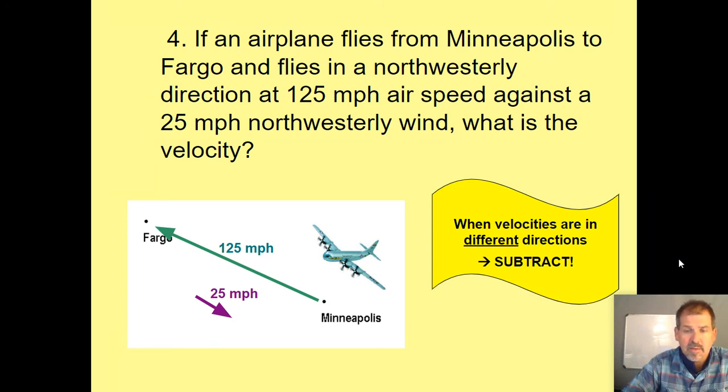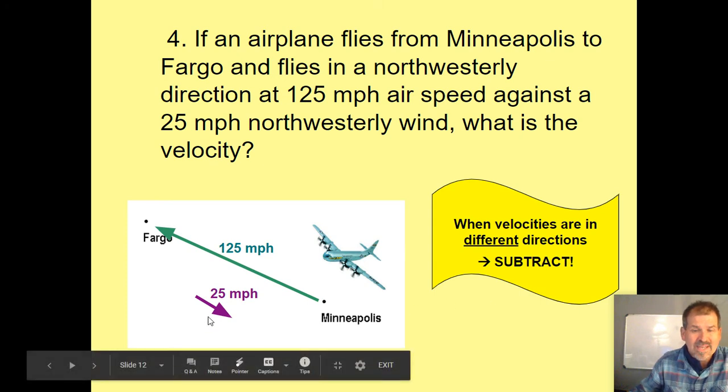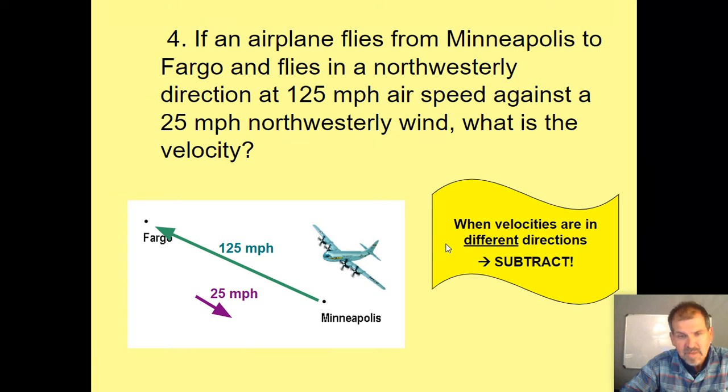Doesn't matter to me. But I do want you to write down Minneapolis, draw the little arrow, write down Fargo, label the arrow as 125 miles per hour, label this as the wind at 25 miles an hour, and then put that in there. When velocities are in different directions, you have to subtract. So what's the velocity of this airplane? Well, it's exactly what you think. It's 125 minus 25 miles per hour. So again, if you need to pause here, do for a second, but write down this simple graphic.